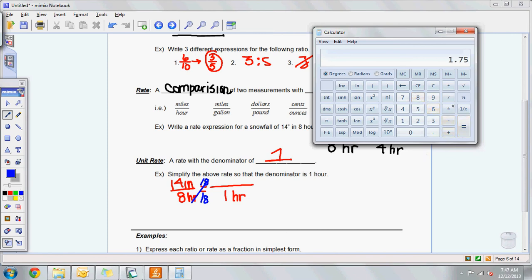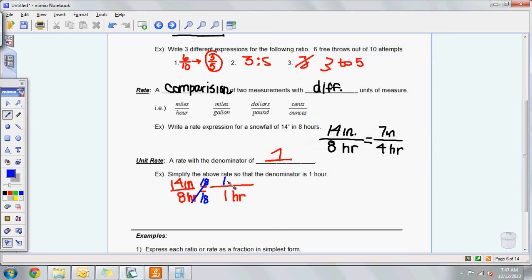So it's going to snow 1 3/4, so 1.75 inches per hour. So 1.75 inches per hour. Okay? So we've got ratios comparing the same thing, rates comparing different things, and unit rate is just figuring out the comparison for 1 hour.